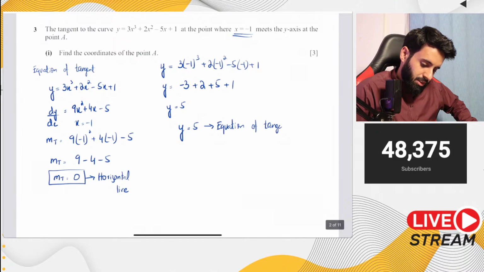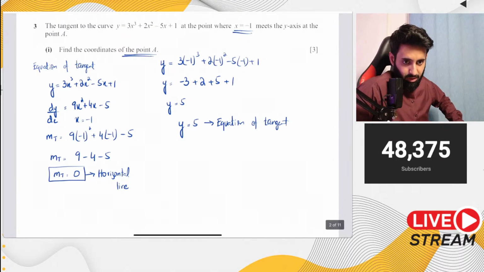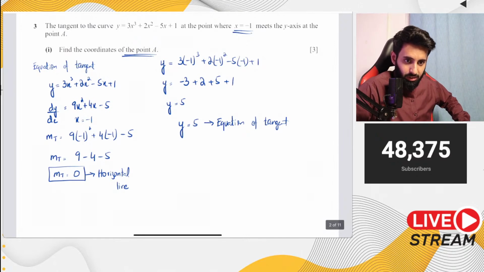Okay, now if this is the equation of tangent, you need to find out the coordinates of the point A. So A is the point where the tangent meets the y-axis.